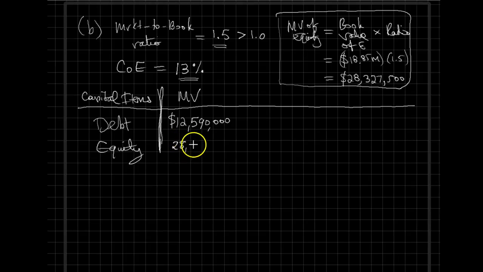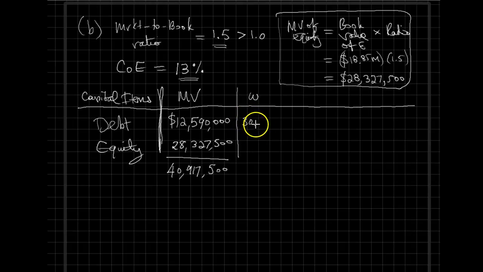$28,327,500. And now we can get a new total. The new total would be standing at $40,917,500. And from there we can get our weights. And in this case, the weights will be slightly different now. For the bond, the weight is now lower at 30.77%.